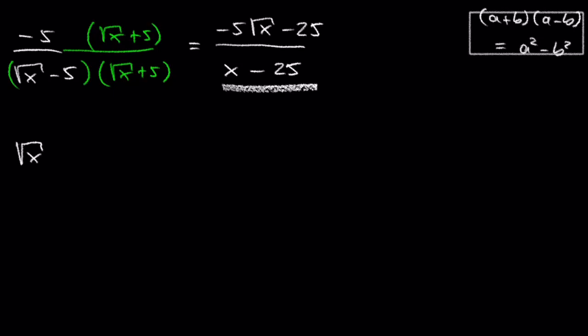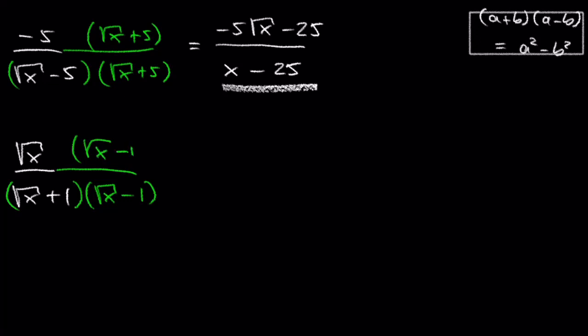The square root of x over the square root of x plus 1. The conjugate of the square root of x plus 1 is the square root of x minus 1. The square root of x squared is x, and 1 squared is 1. The square root of x times the square root of x is x, and the square root of x times -1 is minus the square root of x.